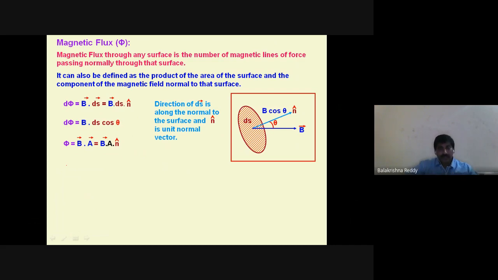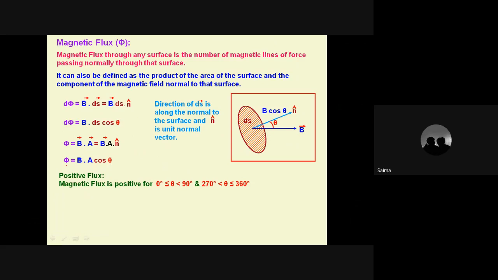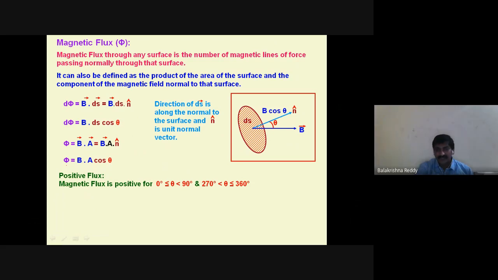Okay. So it should always be parallel to the facing vector n cap. Then the maximum amount of flux can pass. That we will write as phi equal to B dot A cos theta. So flux is always positive whenever it is parallel to the unit vector and less than 90 degrees with respect to the magnetic field. Also, with respect to the magnetic field direction, if it is between 270 degrees and 360 degrees, it is also positive.